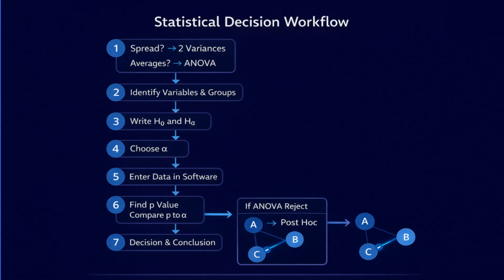Fourth, choose the significance level. Fifth, enter the correct data or summary information into software. Sixth, locate the p-value and compare it to the significance level. Seventh, write the decision and conclusion in context. For ANOVA, if you reject, interpret the post hoc comparisons to identify which groups differ.